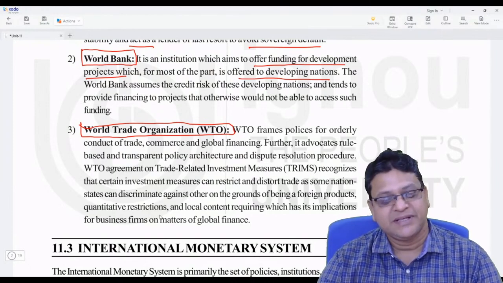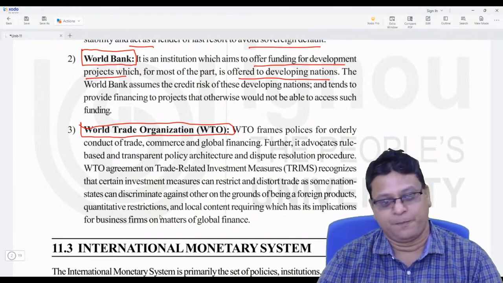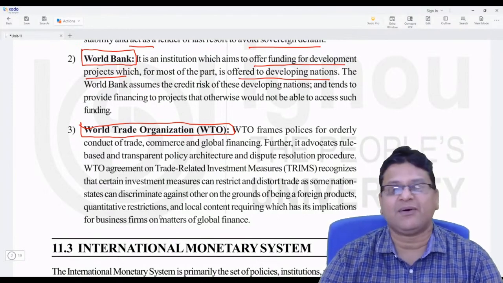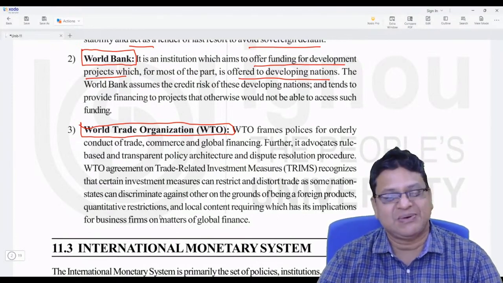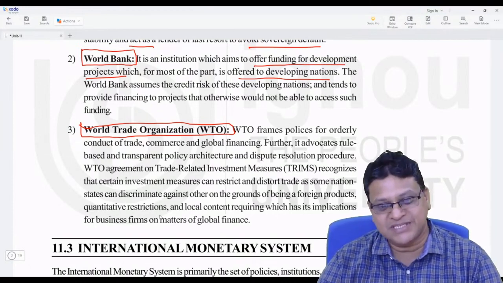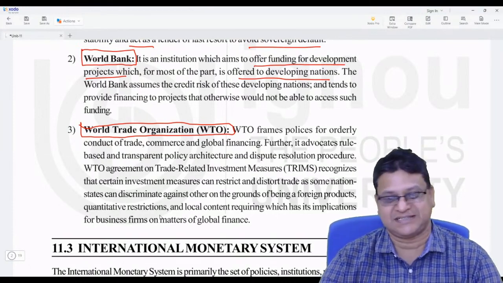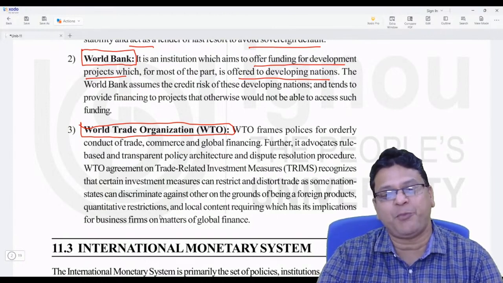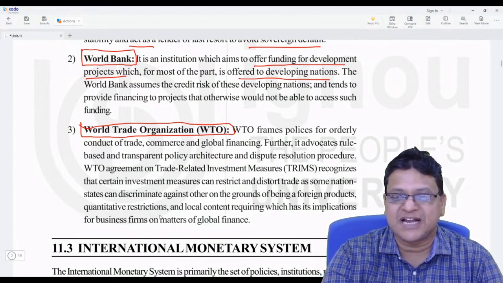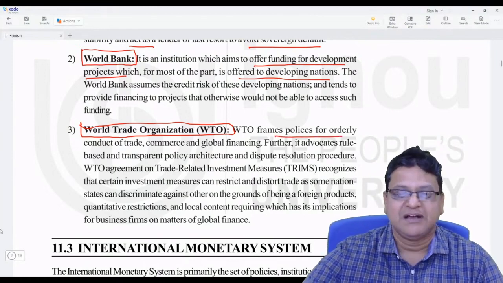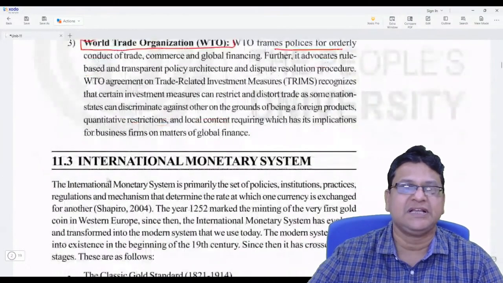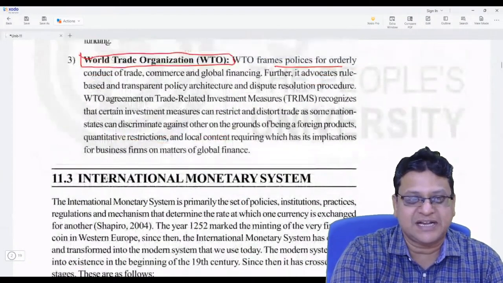Third institution is WTO. So what is WTO? WTO means World Trade Organization. It is an organization which is created to frame rules, regulations for international trades. So WTO frames policy for orderly conduct of international trade.